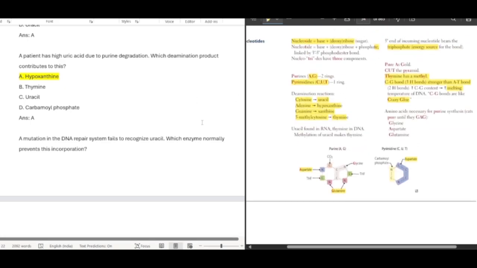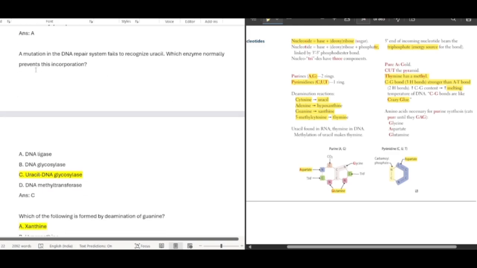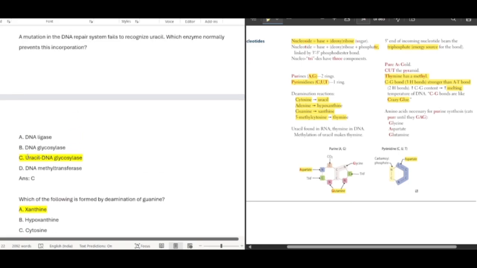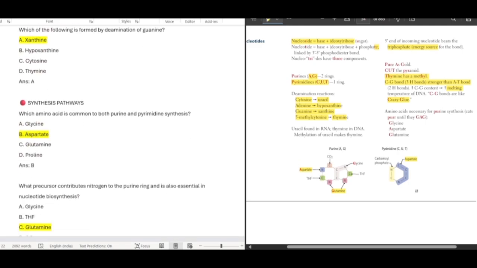A mutation in the DNA repair system fails to recognize uracil. Which enzyme normally prevents this incorporation? Among the given options: DNA ligase, DNA glycosylase, uracil DNA glycosylase, and DNA methyltransferase. So, uracil DNA glycosylase. We'll learn more about this enzyme glycosylase in base excision repair in the upcoming pages. Which of the following is formed by the deamination of guanine? Xanthine will be formed from guanine.